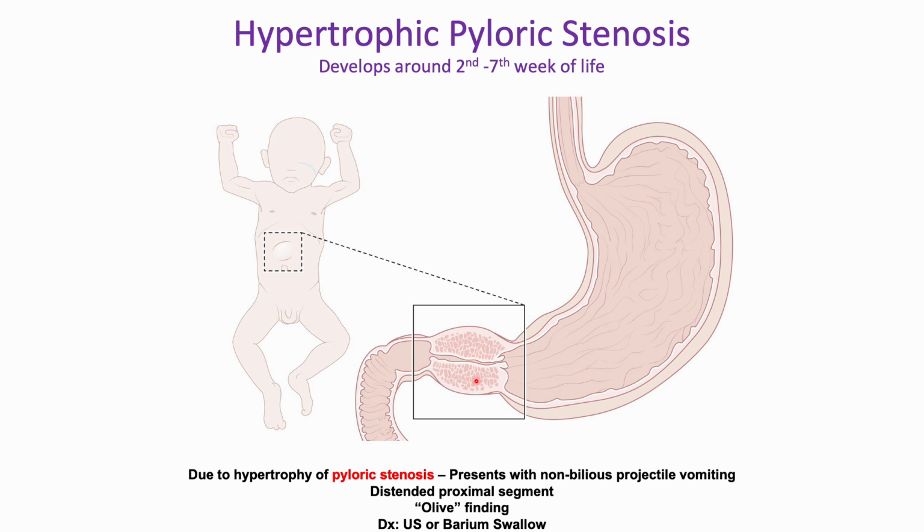Because the pylorus is becoming hypertrophied, you can actually feel this on a lot of neonates, and the classic sign is an olive sign. So it feels like a little olive underneath the skin, and what you're feeling there is the hypertrophic pylorus. And you diagnose this with an ultrasound or barium swallow, and it will show dilation proximally, hypertrophic pylorus, and then, if you're doing a barium swallow, no contrast past the stenosis.